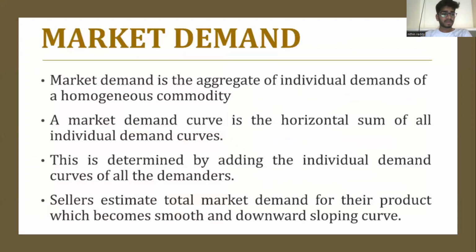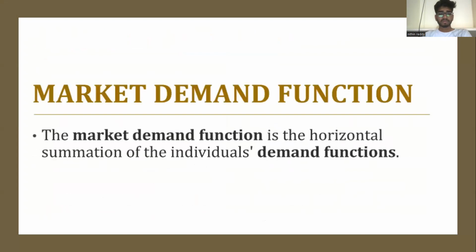Market demand. Market demand is the aggregate of individual demands of a homogeneous commodity. A market demand curve is the horizontal sum of all individual demand curves. This is determined by adding the individual demand curves of all the demanders. Sellers estimate total market demand for the product, which becomes a smooth and downward sloping curve. Market demand function. The market demand function is the horizontal summation of the individual demand functions.